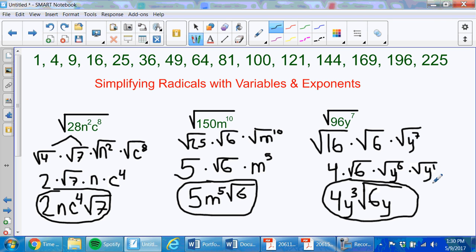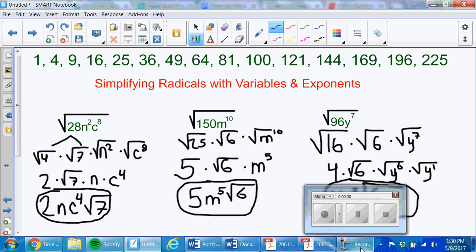Use this to help you with your homework tonight and to help you with simplifying radicals with variables and exponents.